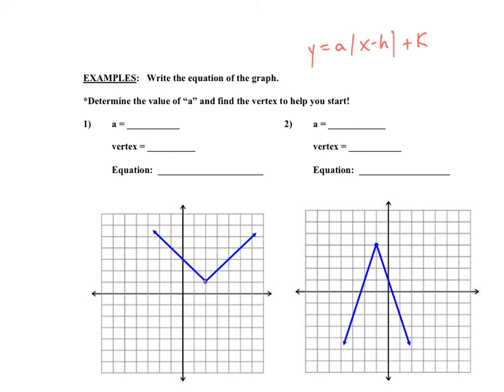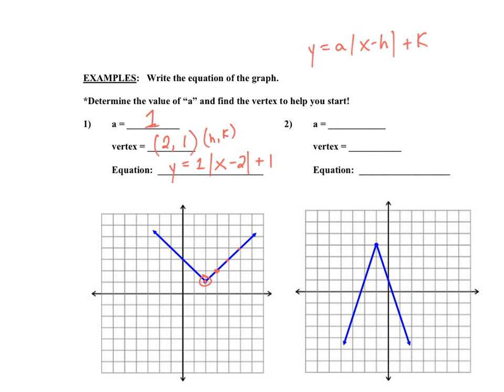So A, we go up 1 to the right 1, up 1 to the right 1, up 1 to the right 1. So it's going up and to the right by 1. That means A is +1. The vertex tells us h and k. So the vertex for this one is at 2, 1. So we know what A is. And again, the vertex tells us h and k. So the equation is y equals 1 times the absolute value of x minus 2 plus 1. That will be the equation for that one.